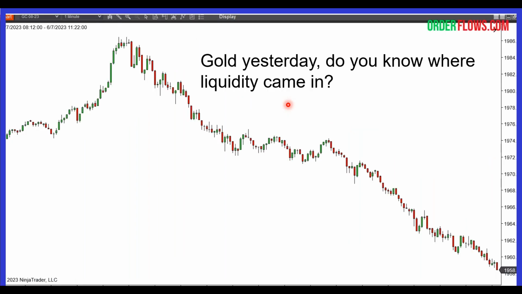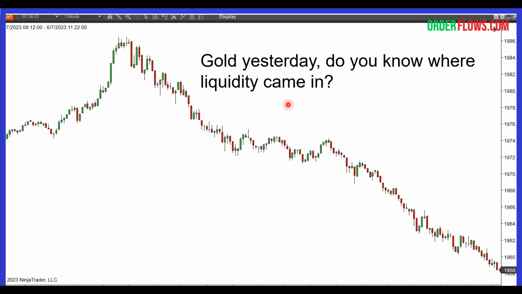Okay, now, one of the things that really, in my opinion, makes order flow so special is you can see where the liquidity is. Liquidity is basically the passive buyers and the passive sellers. Well, most traders don't even think about what the passive buyers or passive sellers are doing.